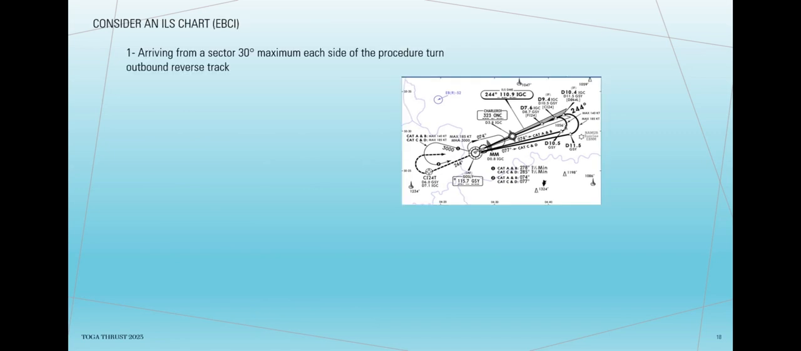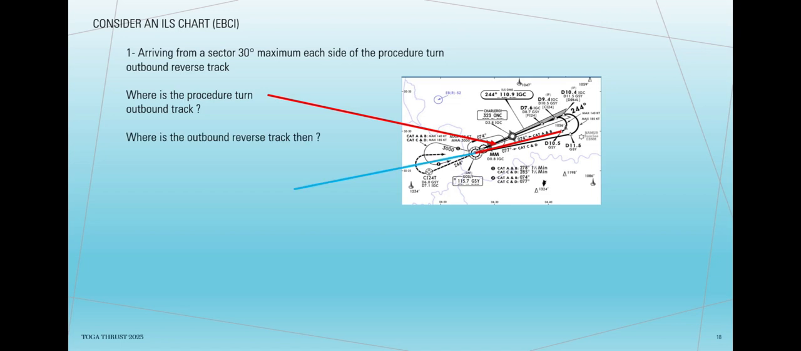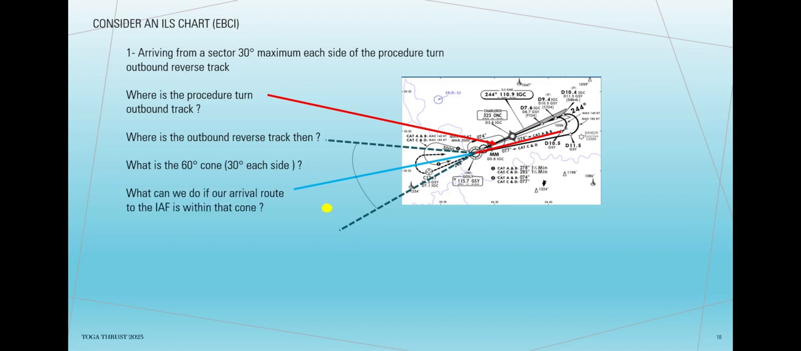1. Arriving from a sector 30 degrees maximum each side of the procedure turn outbound reverse track. Where's the procedure turn outbound track? Where is the outbound reverse track then? What is the 60 degrees cone, 30 degrees each side? What can we do if our arrival route to the IF is within that cone? Yes, you can, after advising ATC, proceed directly to the outbound leg of the procedure turn.